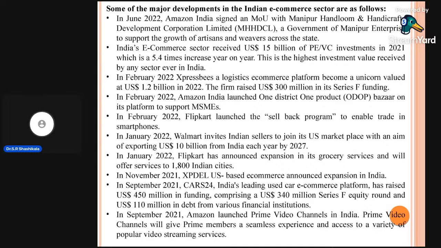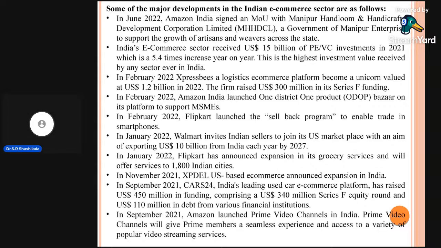In February 2022, Xpressbees, a logistics e-commerce platform, became a unicorn valued at US$1.2 billion. In February 2022, Amazon India launched One District, One Product Bazaar on its platform, specially to support the MSMEs in India. MSME stands for micro, small and medium enterprises. Then in February 2022, Flipkart also launched a Sell Back program. In January 2022, Walmart invited Indian sellers to join its US marketplace with the aim of exporting.